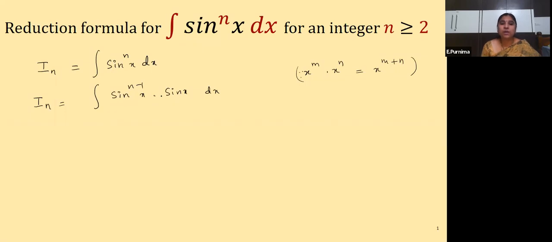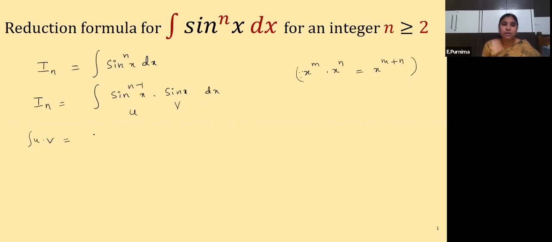For that, children, you have to understand that the function for which you have the integral value should be v, because in the uv formula you are integrating v. Of these two functions, we have the integral value for sin x. So that's why this should be considered as v and this should be considered as u. Understood, children?